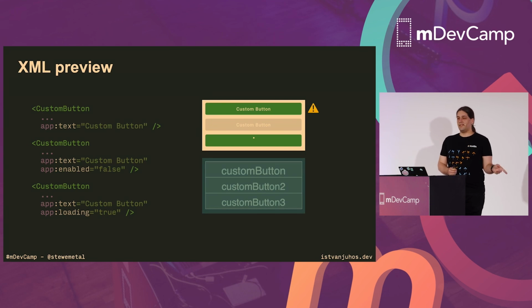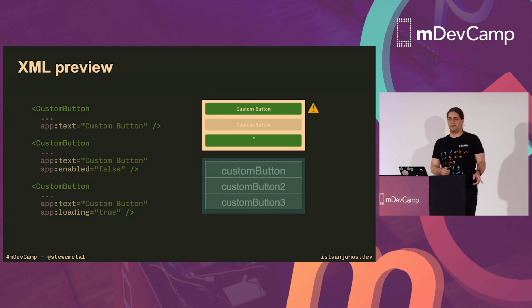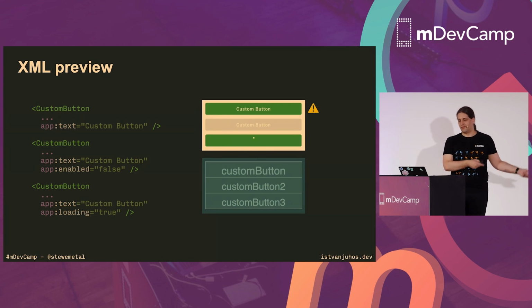Also, these kind of abstract compose view implementations now do have a composable to render in the preview. So if we do that, we get the preview for free with this setup.